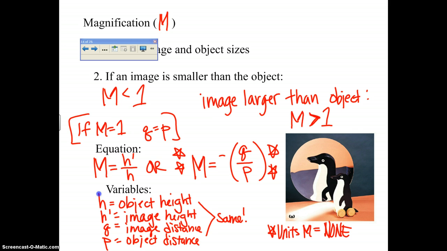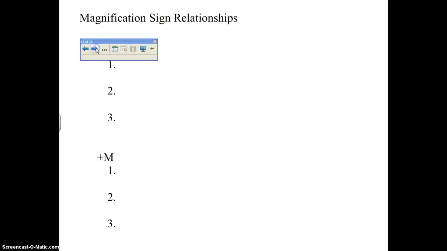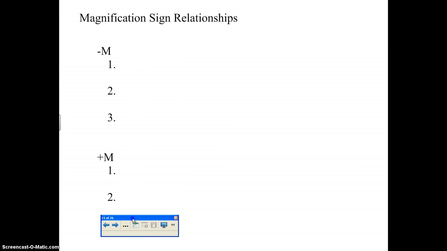because it's going to be h over h, like centimeters over centimeters, or it's going to be q over p, meters over meters, or whatever. So they're going to cancel out. Therefore, magnification is going to be a number that is equal to 1, less than 1, or greater than 1. That's it.